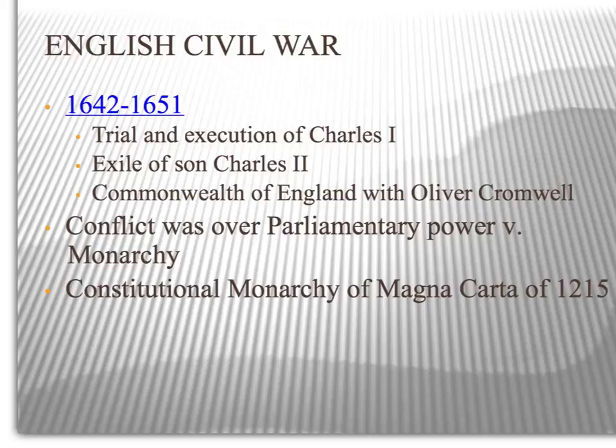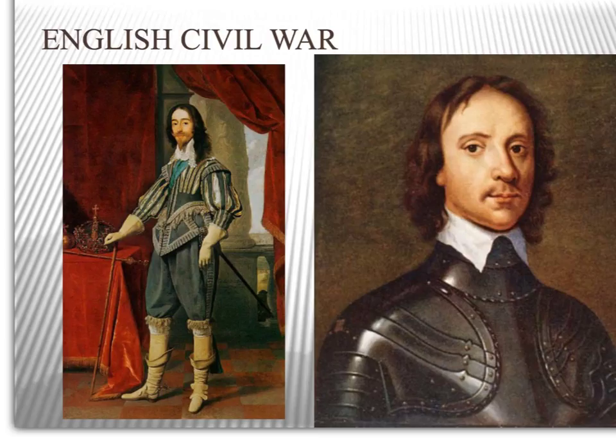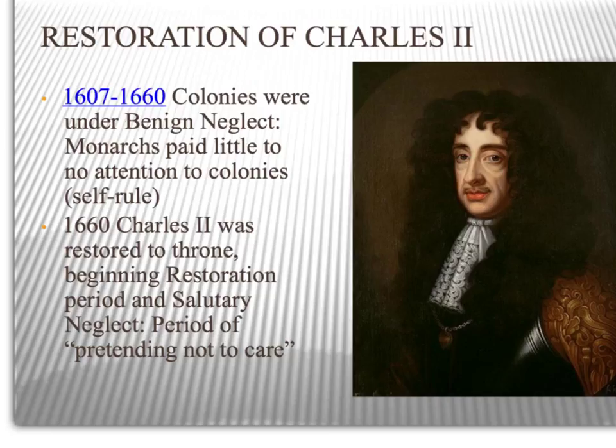So there was a conflict over, again, parliamentary power versus the monarchy, and again, the constitutional monarchy of the Magna Carta. So you can see here, Charles and then Oliver Cromwell. One of the things that ends up happening is that between 1607 and 1660, from the time that the colonies were first created with Jamestown to 1660, there is a period of what is called benign neglect. The monarchs paid little to no attention to the colonies. So there was a lot of self-rule that developed, and we'll talk about this in terms of a mother or father and a child relationship.